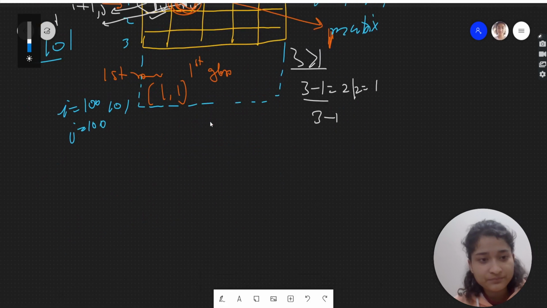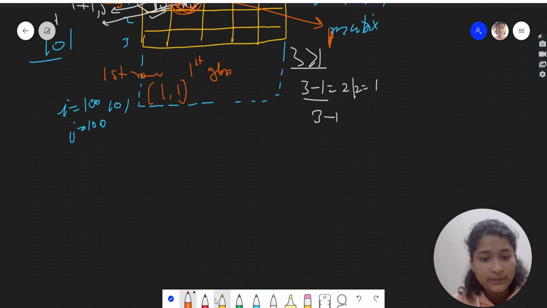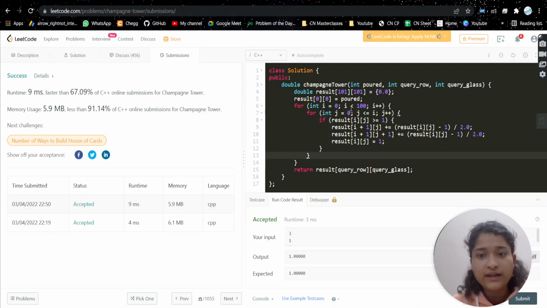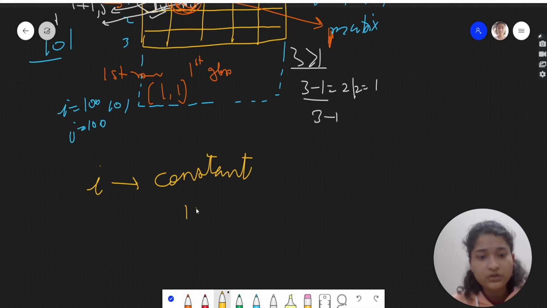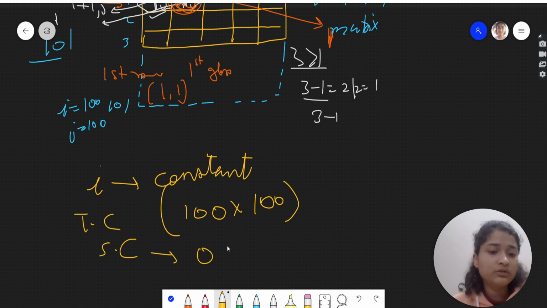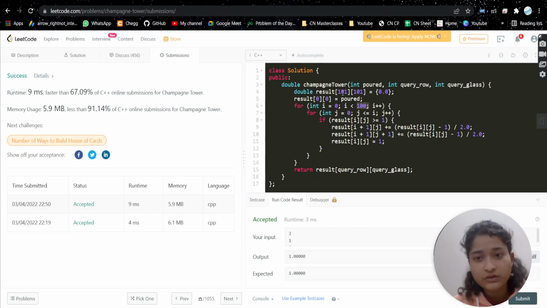So see what is happening here. I is constant, right? I is constant. That is, I's maximum value is 100. So 100 into 100 will be the time complexity, and space complexity will also be 101 into 101, you can say, because we are taking this matrix.